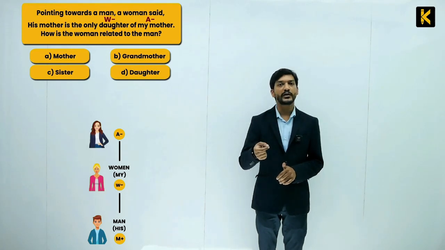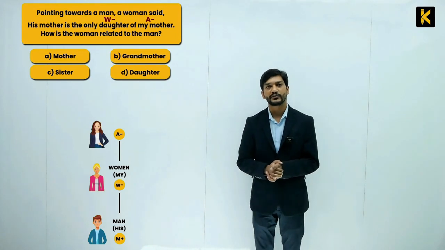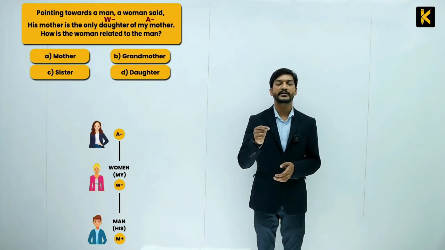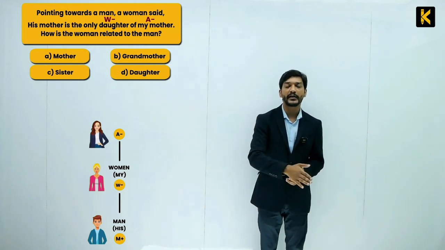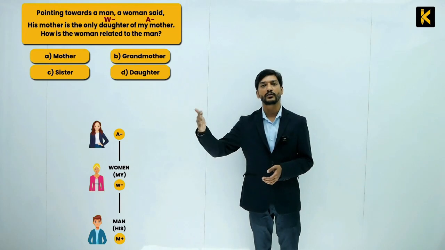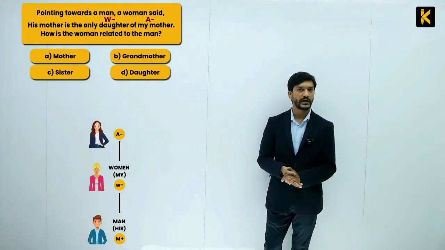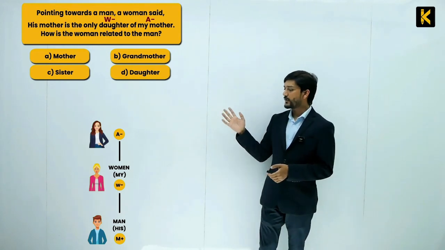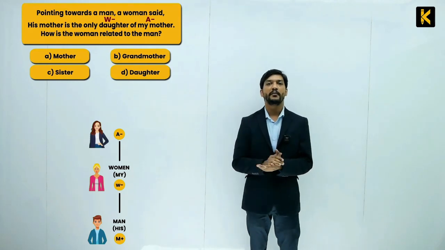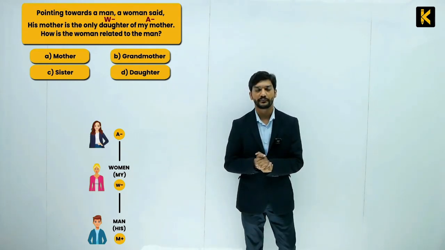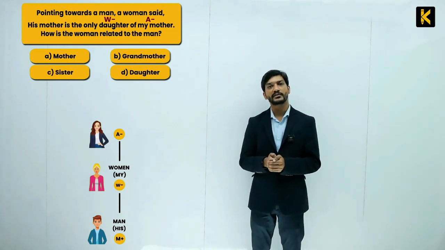In this problem, in the previous problem, and in the subsequent problems which we are going to take, we are always going to take it like this. When we see this kind of statement, we start from the ending. We have to go back, go back, go back like this. We have to draw the diagram. Once you draw the diagram, it is perfectly clear which person is the woman and which person is the man mentioned in the question. So the man is M plus and the woman is W minus.